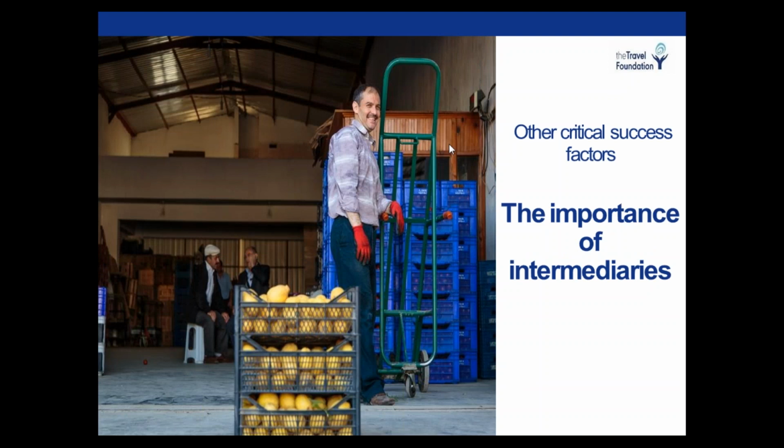Another critical success factor is the importance of intermediaries. Some people think it's best to link producers directly with hotels and cut out the middleman or the middlewomen, such as Koshkun, a local wholesaler who's pictured in this photo. Our experience has shown, however, that this doesn't work at scale.